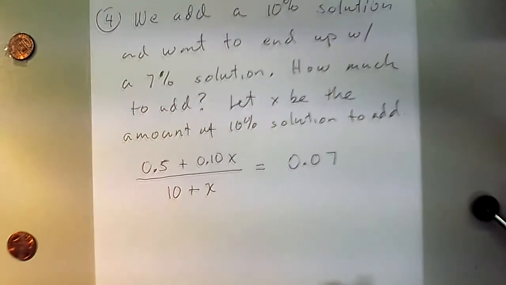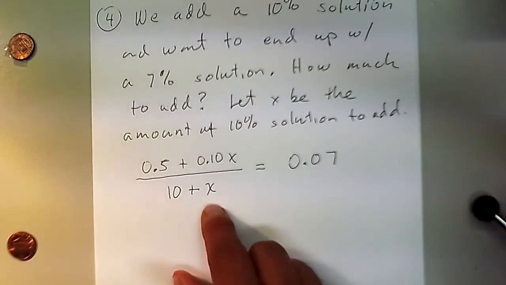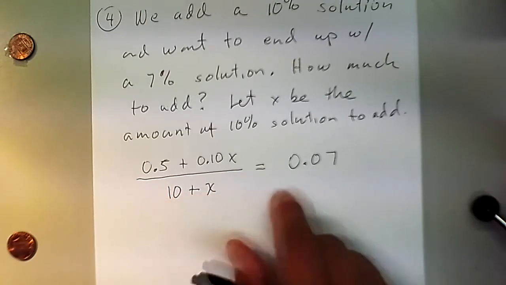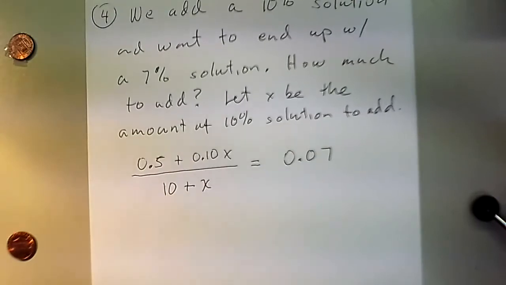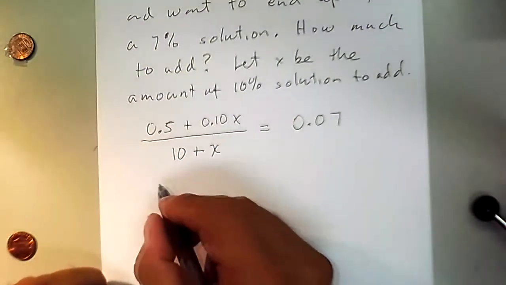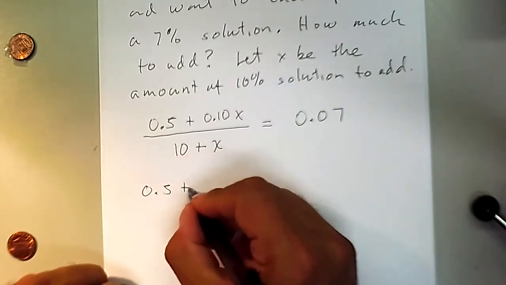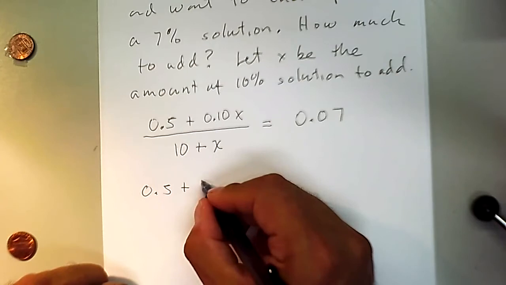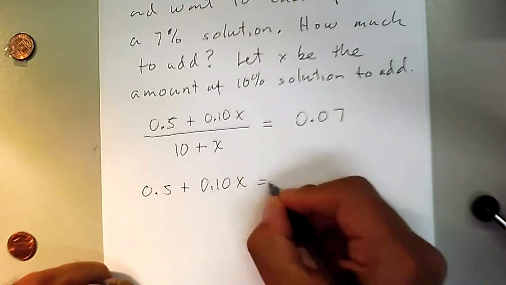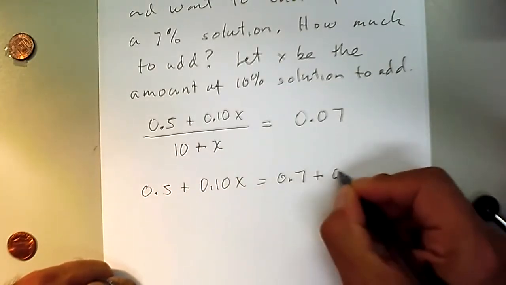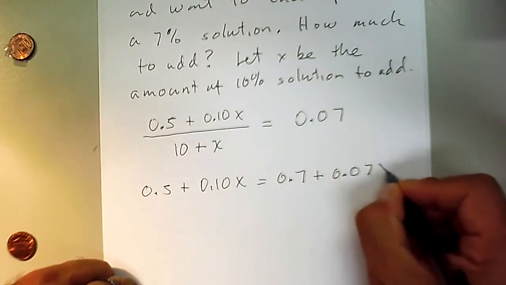Okay, please compare this equation with the equation in problem 3 and in example 2 and in example 1. It is a very good thing to do, to compare. Okay, so multiply: 0.5 plus 0.10x is equal to 0.7 plus 0.07x.